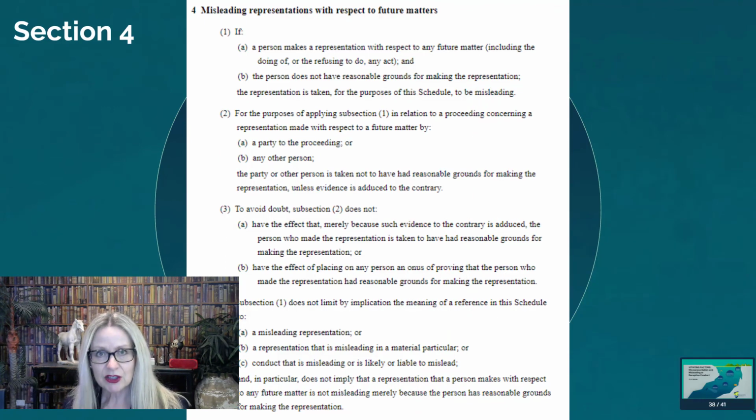If they can adduce evidence, what the court will do is they will assess the evidence as to whether or not there were reasonable grounds, and then the plaintiff will have to prove their case, that is, prove that the representation about the future matter was in fact misleading. Okay, so a nice little evidentiary provision for you to be aware of when we're talking about future matters. And that's the end of the third element of engage in conduct.